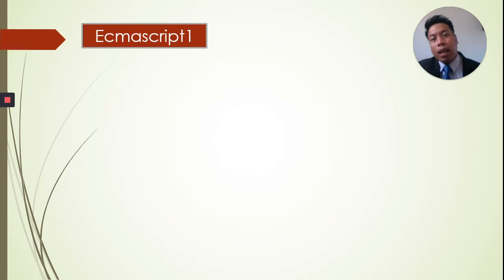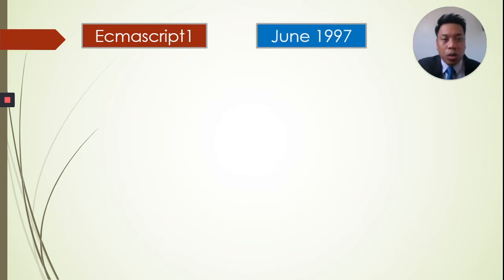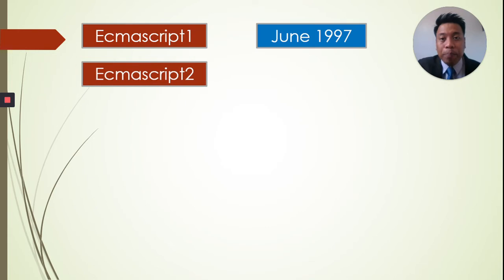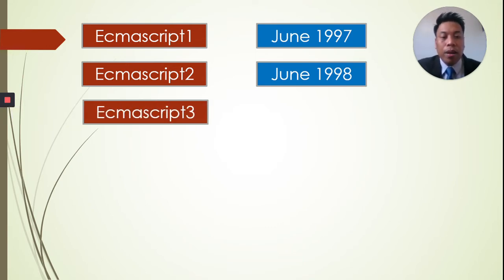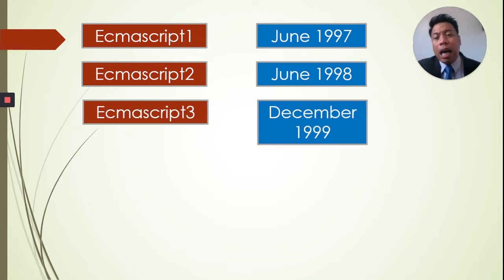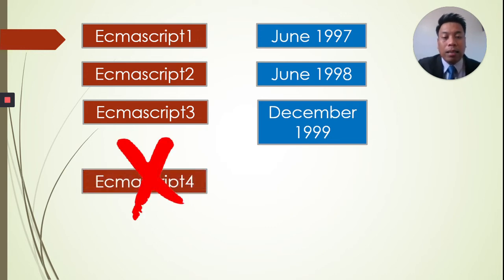Soon after that, a series of ECMAScript or ES versions were released. ECMAScript 1 was released in June of 1997. ECMAScript 2 or ES2 was released in June of 1998. ES3 in December 1999. After ECMAScript 3, ECMAScript 4 was started to be developed, but sadly, it was never released.